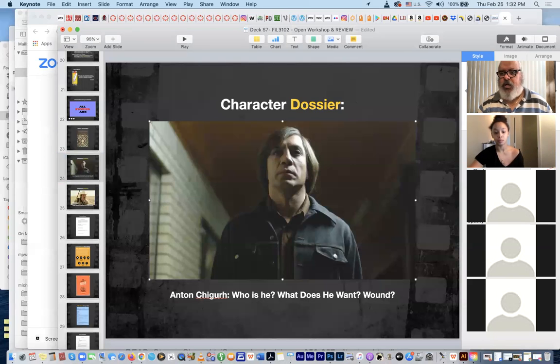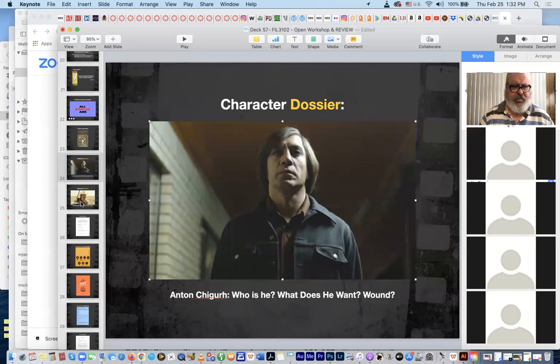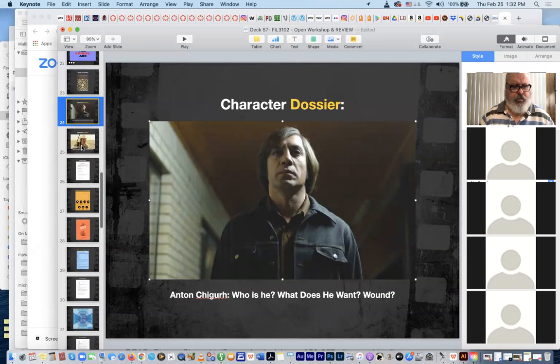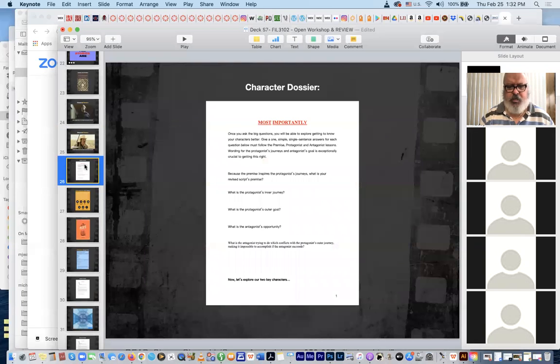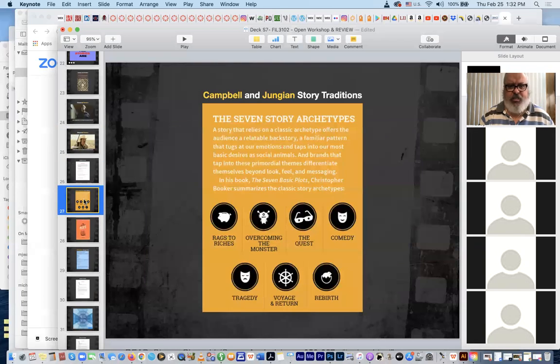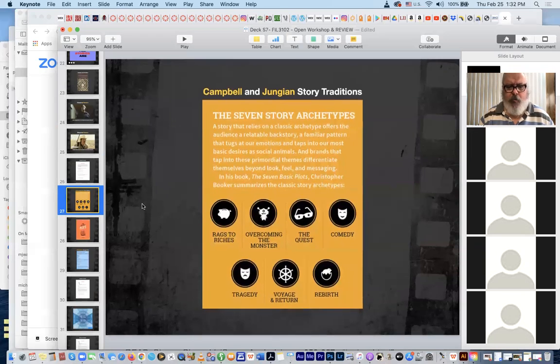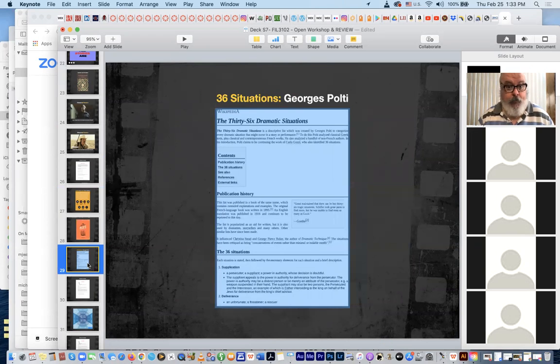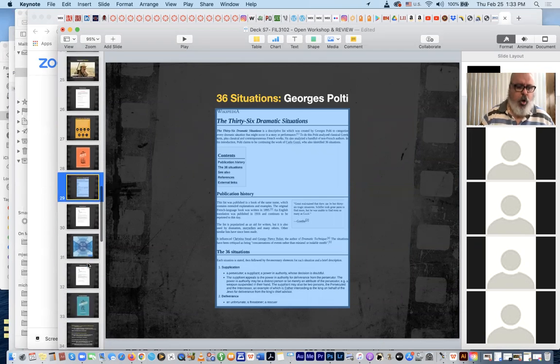Okay, so we left off at cell 20-something. I think we got through Llewellyn Moss, and we talked about the character dossier. Did I touch on the 7 story archetypes by Jung and Campbell? Yeah, you talked to us about that a little bit. Okay. There's not much to say. The graphic is pretty self-explanatory. But for a long time, this was the accepted 7 story paradigms. I think the last one we left off on was this. Oh, it's cell 29, right?